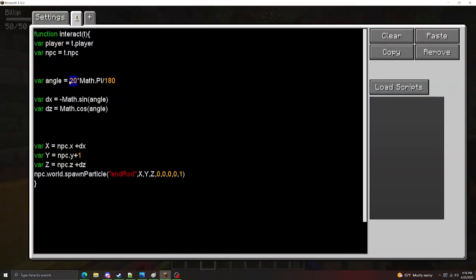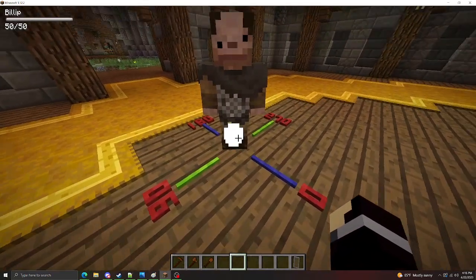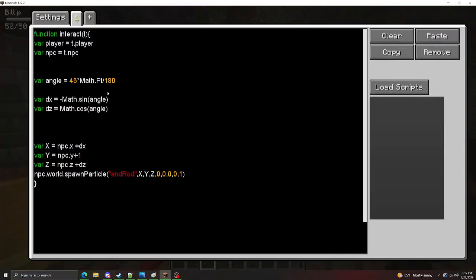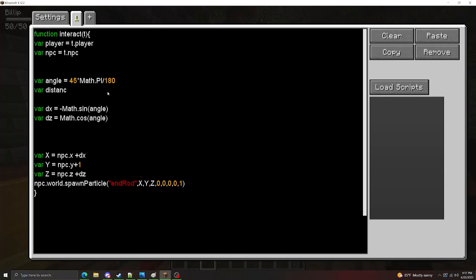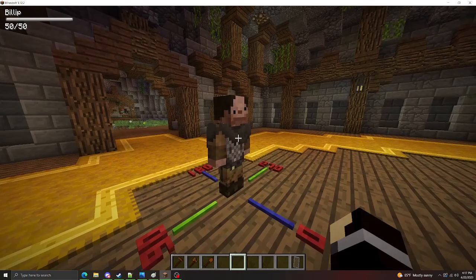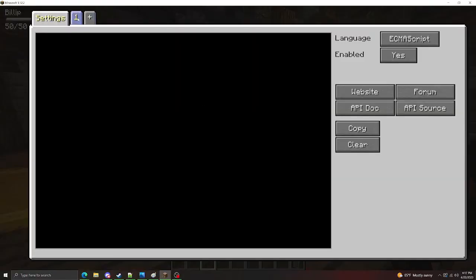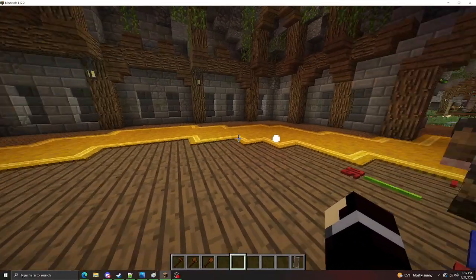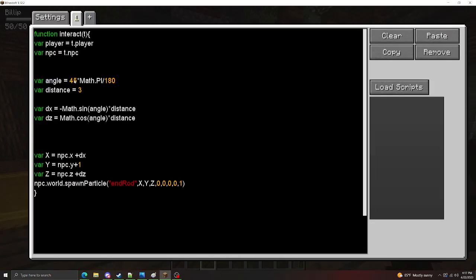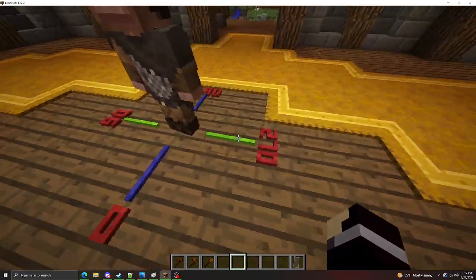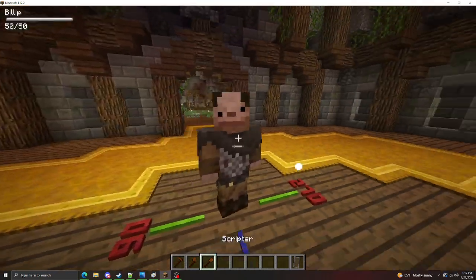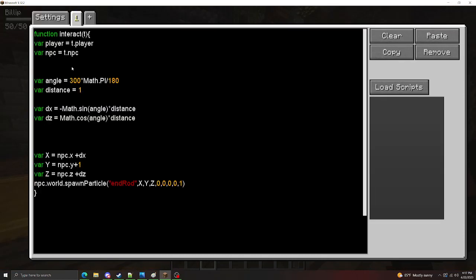And then if we change this angle to 45, we have the point here at 45 degrees. Now if we want, we can scale this distance. If we add a distance parameter, now whatever the distance is, it's going to multiply these scaled dx and dz so that the point spawns farther away. So distance of 2, the point's further now. If we change it to 3, it's going to spawn even further. We can play around with these to get any point we want, so let's do 300 and 1. So 300 should be around here. And there it is.